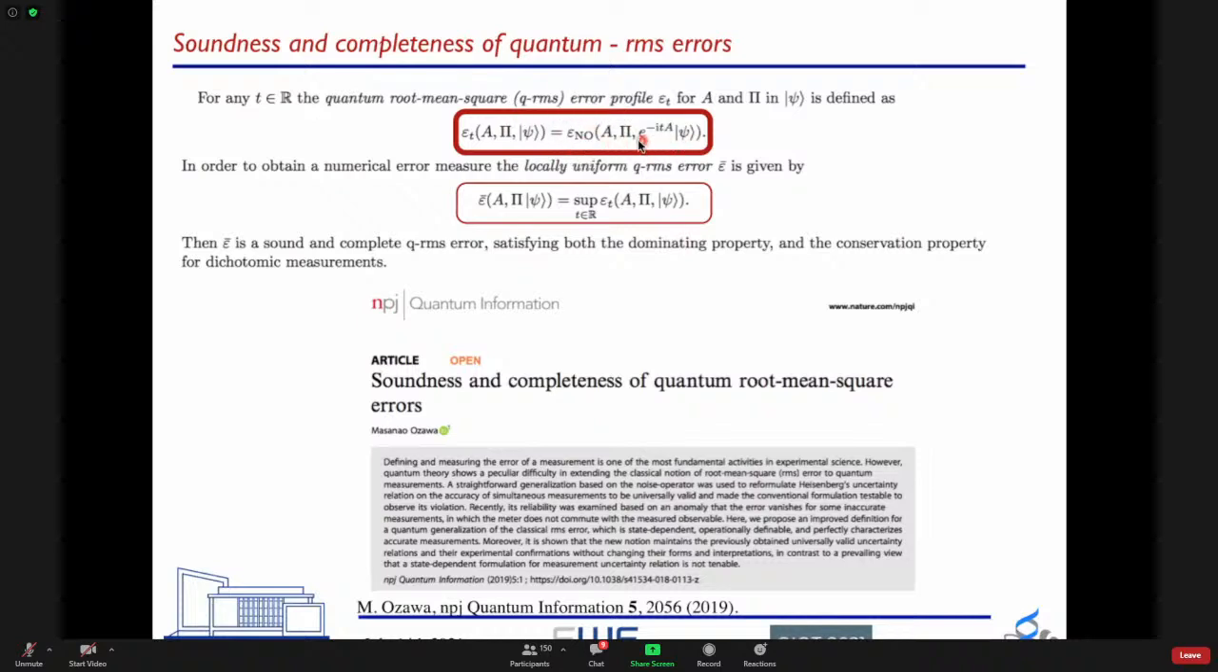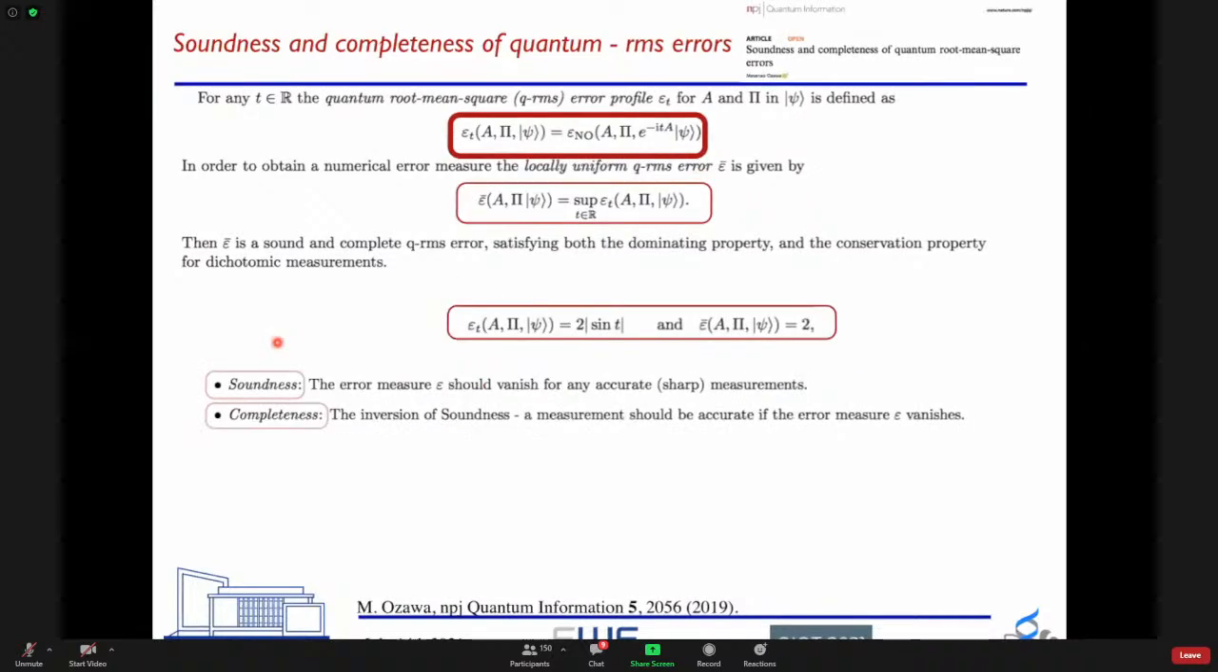And as you see here, the definition simply takes the definition of our operator-based error disturbance, and it is multiplied by a time evolution. The initial state is multiplied by a phase factor, a time evolution that is dependent on the observable A, and then by taking the supremum, the largest value of this is the so-called local uniform quantum root mean square error. This is the valid definition of an error measure, which then again is sound and complete. And if we take a look at the example that we had before.